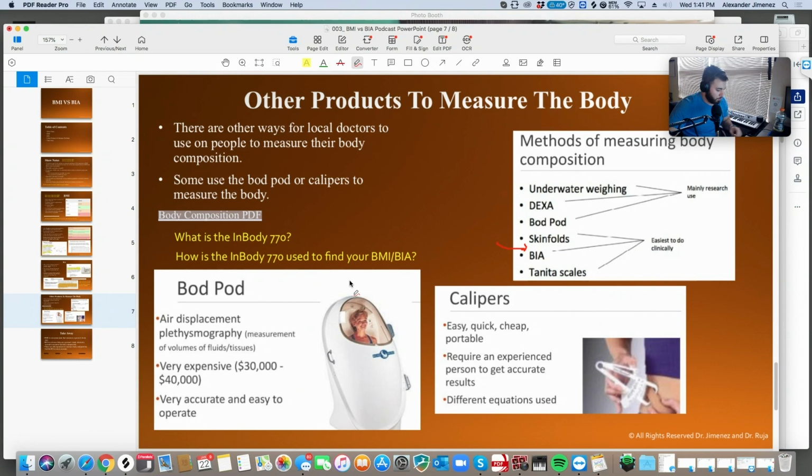The BodPod test, as you see here, you can see the cost of it. It's about $30,000 to $40,000. It's extremely accurate, and it allows for your body to relax. Each one of these tests have certain standards. One of the things that we have to do is prep for a BIA test or a BMI test.